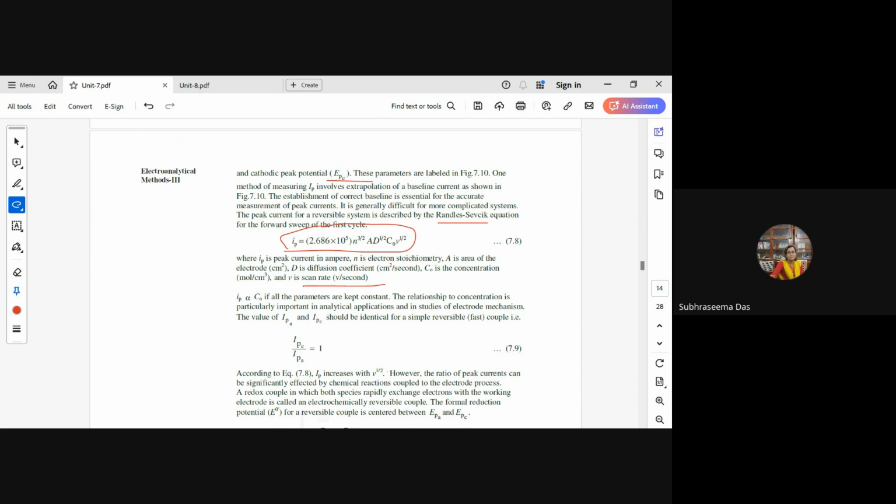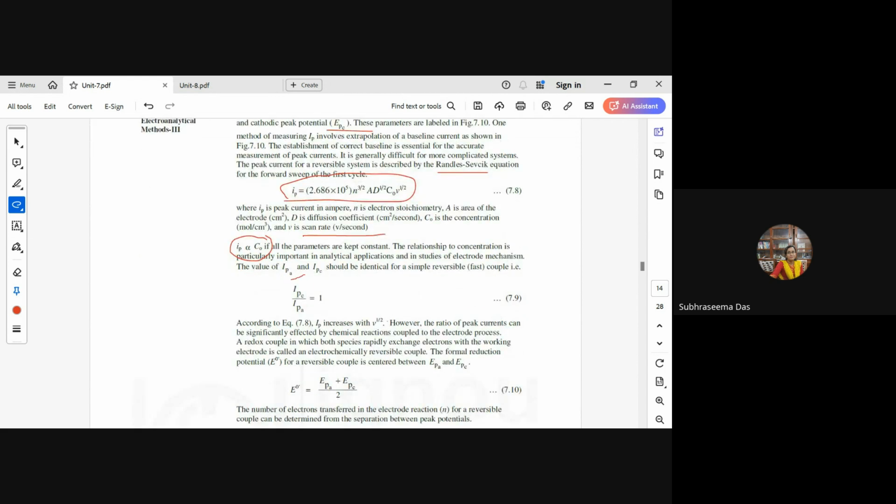From this equation, we can see that IP is directly proportional to C0. If all the parameters are kept constant, IP is directly proportional to C0. The relationship to concentration is important in analytical applications and particularly in studies of electrode mechanism. Therefore, the values of IPA and IPC should be identical for a simple reversible couple.